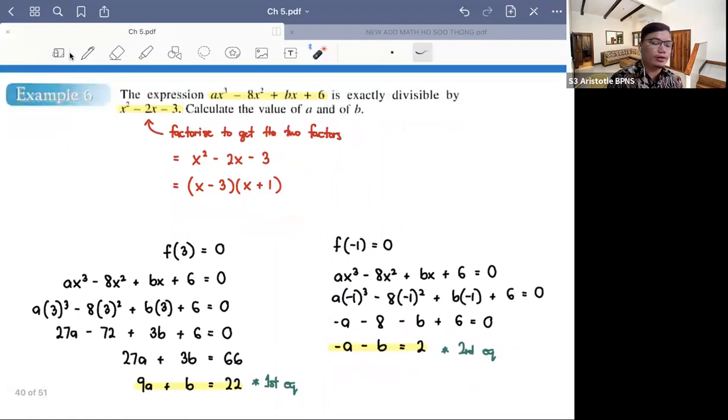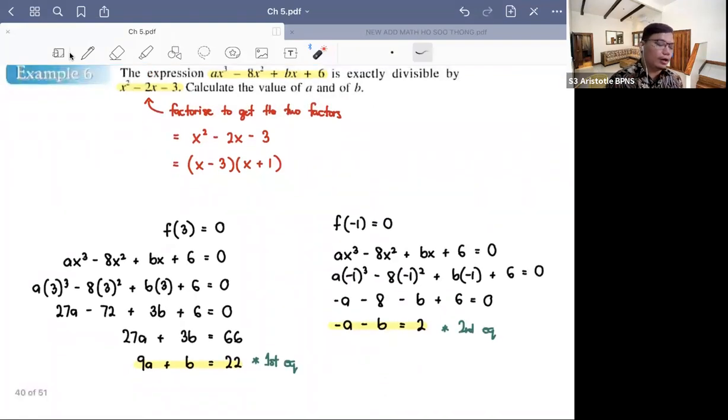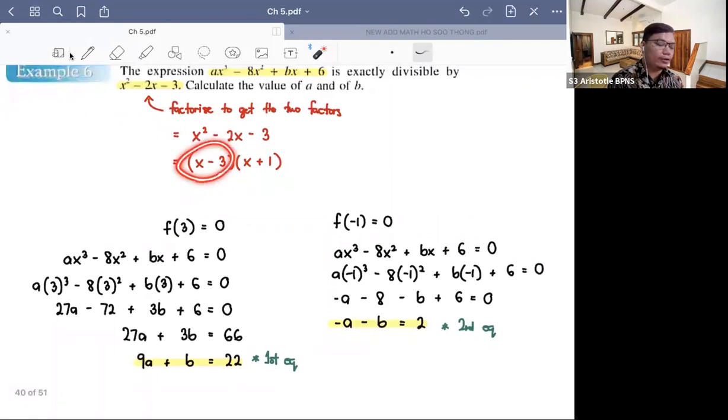All right, the question here is, let's calculate the value of a and b. So from here, class, you know that you're going to use simultaneous equations. All right, because you're looking for two variables at the same time. Okay, so how are we going to do this? Again, using the factors of the given expression, x minus 3 and x plus 1, we are going to find our two equations or two simultaneous equations.